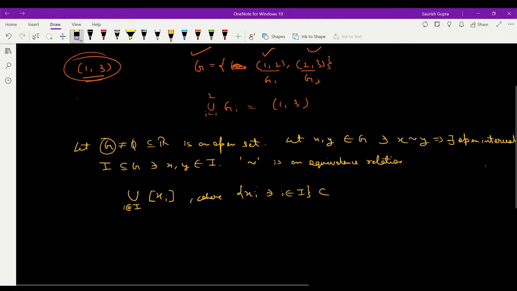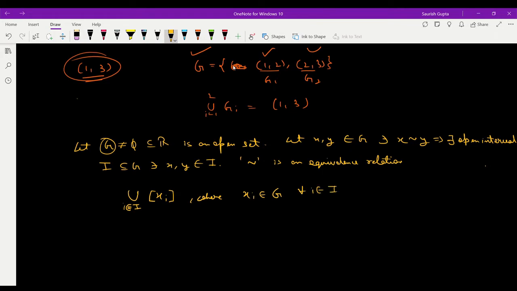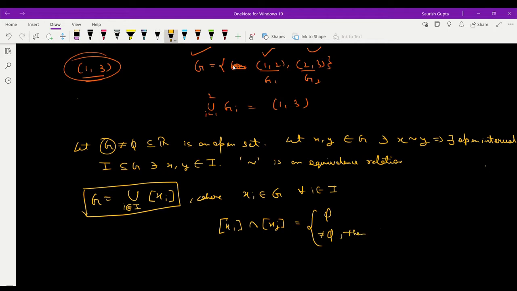where X_i belongs to G for all i belonging to the indexing set I, the union equals G. This is what I try to say. And each of these X_i's are mutually disjoint. If you take X_i intersection X_j, then either this is empty, and if this is non-empty, then X_i equals X_j. Okay, clear? So one part of the proof is basically done from here itself.